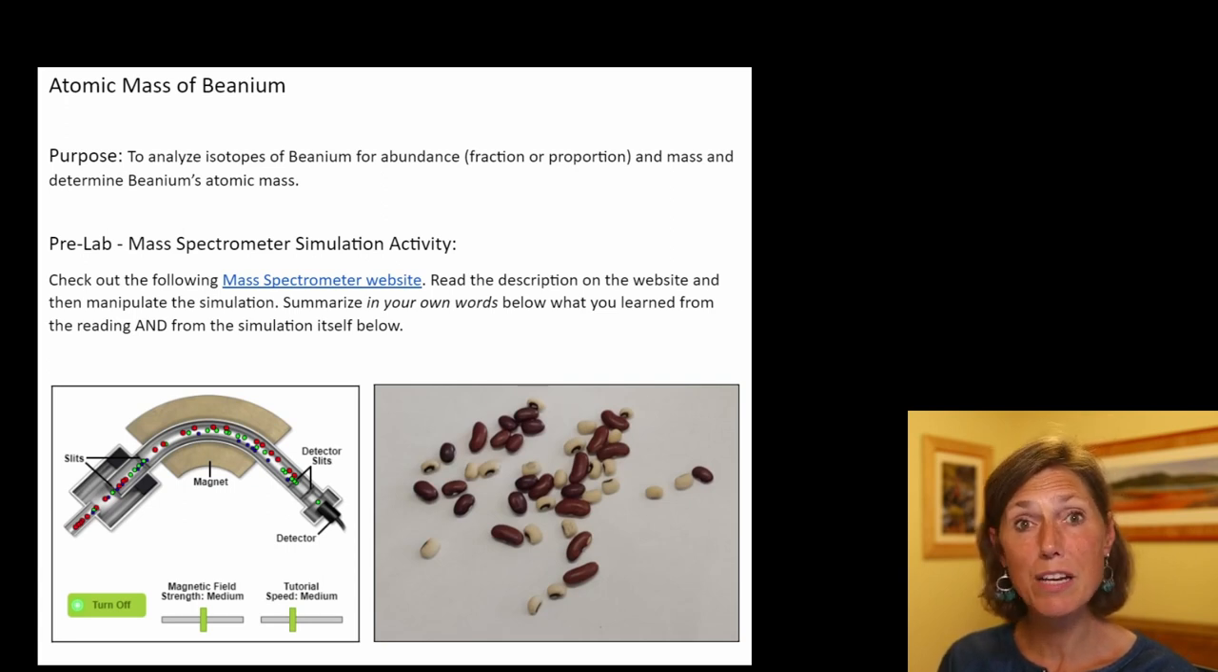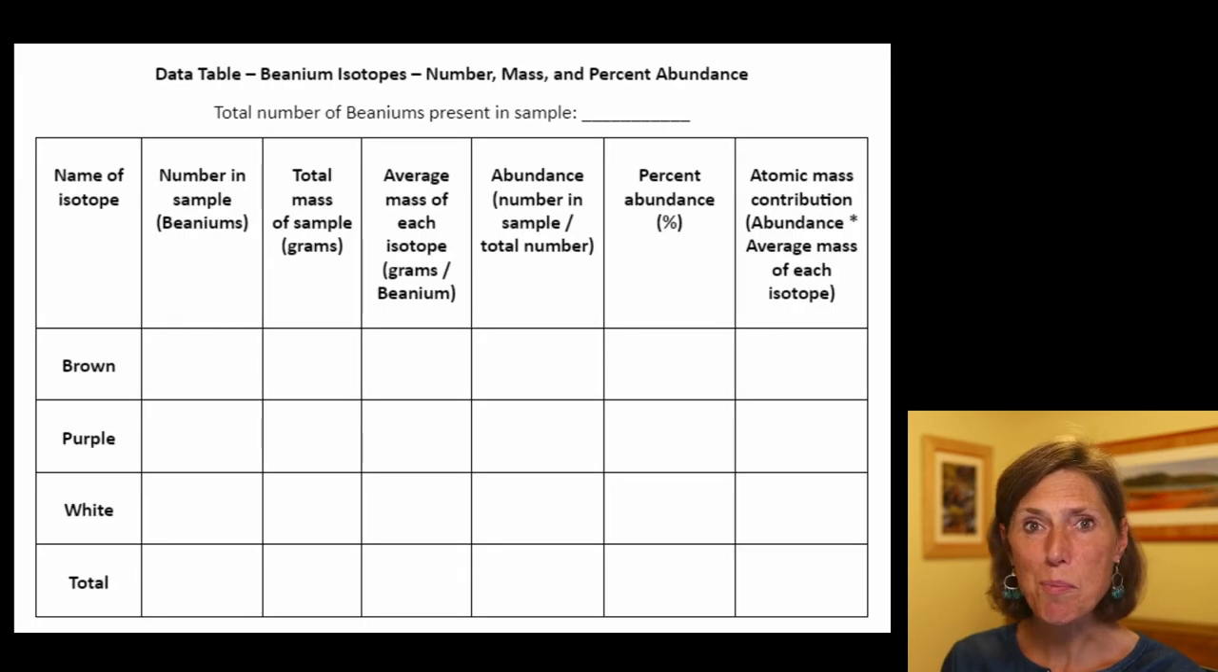A lab that may involve beans, and students are instructed to determine the atomic mass of beanium. But something's keeping you from doing exactly this, providing them with a table like this one, which shows the students step by step how to follow the procedure and end up with the atomic mass of beanium.